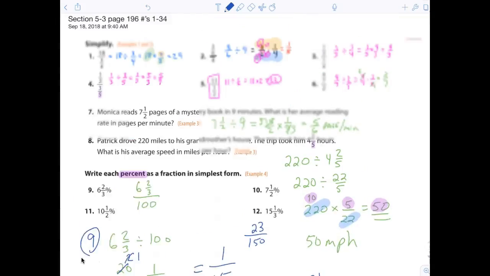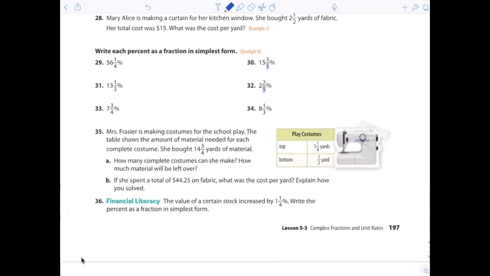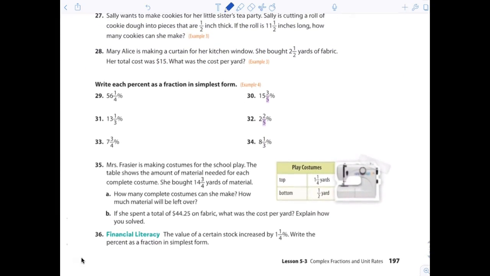I think I said for your homework, all the way up to 34. So 13 through 34. What's really nice is I don't mind you using a calculator, just be careful. All right, write the problem and then put equals and then tell me the answer. I don't want just the answer.